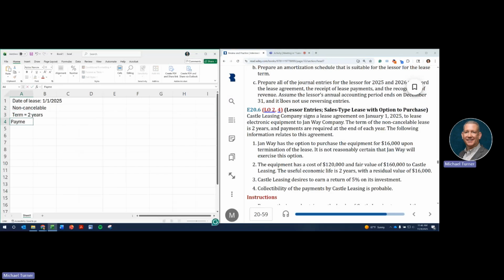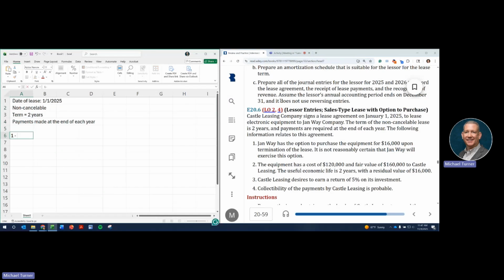And payments are required at the end of each year. So that's a little different than most leases where you pay up front. In this case, the payments are made at the end of each year. So there'll be 2 payments made, at the end of year 1, December 31st, 2025, and the second payment at the end of year 2, December 31st, 2026. And then we have some additional information.